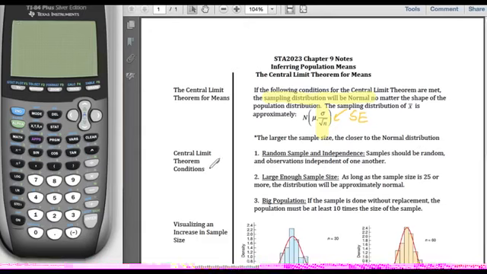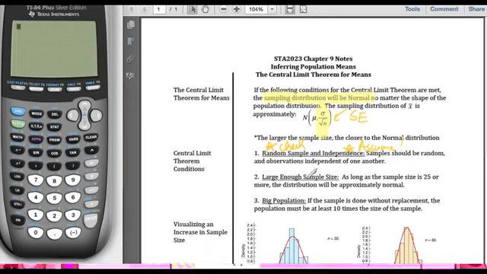So the central limit theorem conditions. Condition number 1, you have a random sample, just like we saw before in chapter 7 and 8. We also want to see independence, which we are going to assume most of the time, just like we did back in chapter 7 and chapter 8. So we're going to check that we have a random sample, and we're going to assume independence.